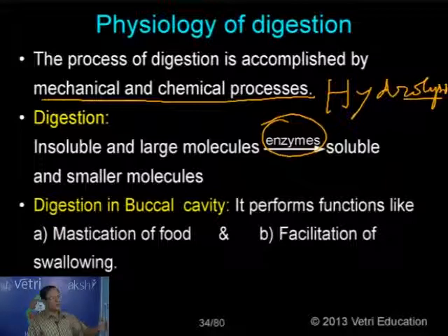Now, the digestive process takes place in different parts of the alimentary canal, either in the buccal cavity, or in the stomach, or in the small intestine. There is no digestive activity either in the esophagus or in the large intestine. There is no breakdown process and no hydrolytic action in these two places. These two places are actually concerned with some other activity.